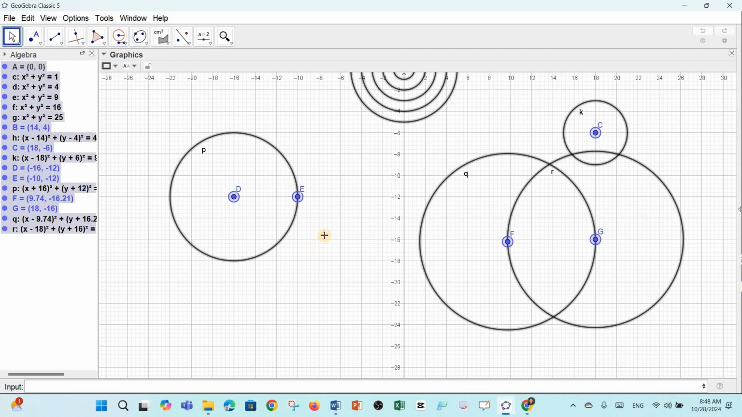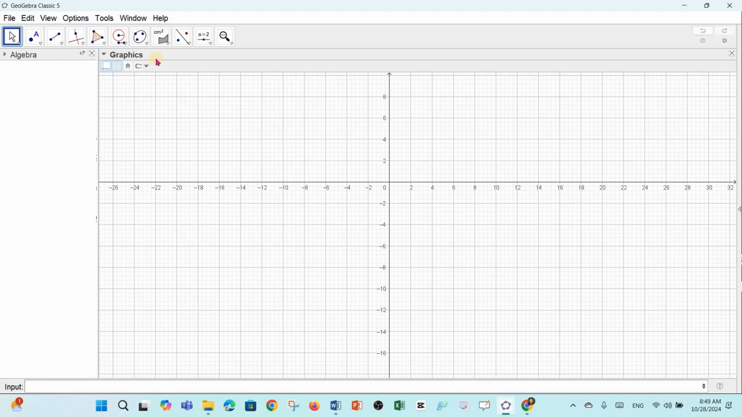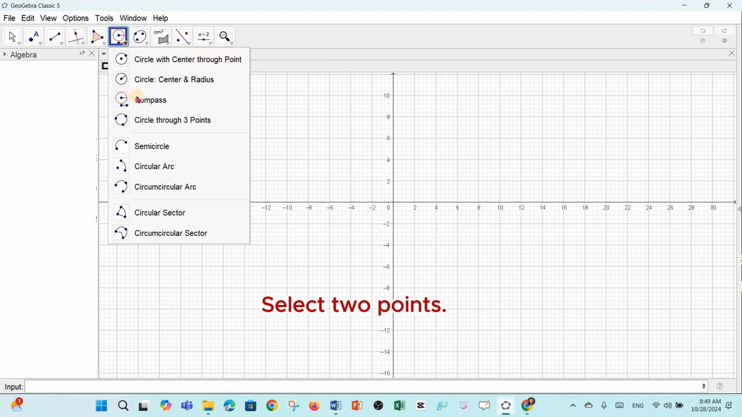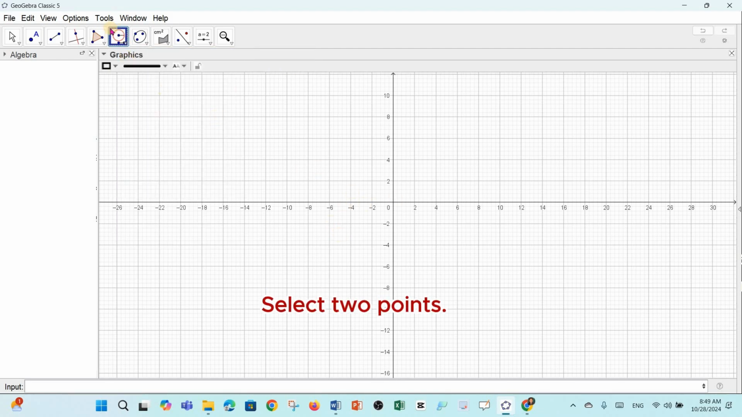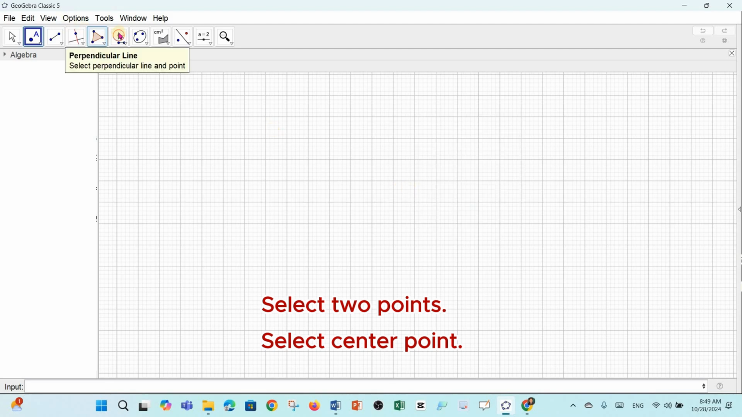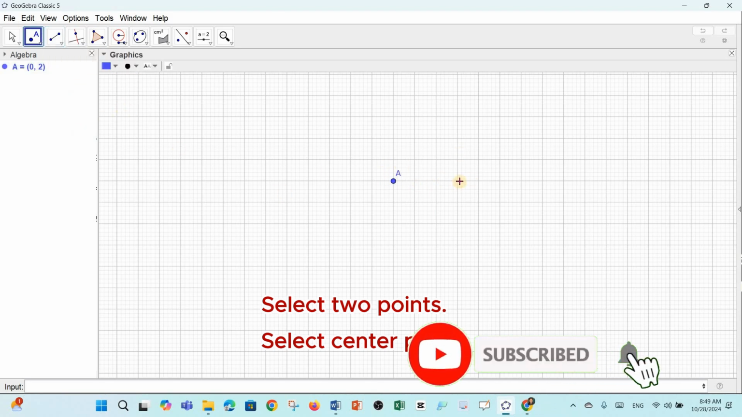Okay, now I am going to delete all these. Again, I am going to repeat this one, the compass tool. Let's select this one. For this, we need 2 points. Let's unhide the grid. Let's hide the axes. Okay, axes. Now we need 2 points. This is 1 point. Select 2 points, this one and B.